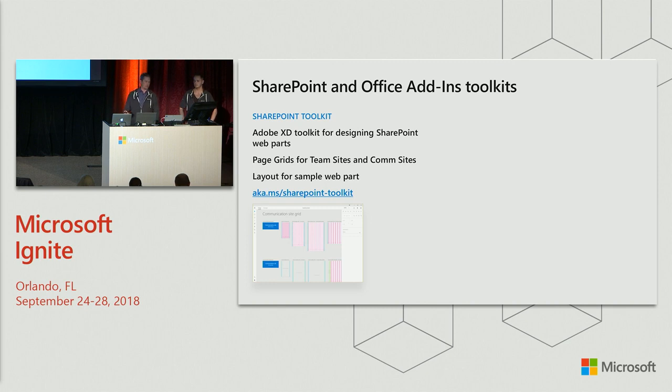So an example of this would be if I had to build a web part for SharePoint, I would start with the page template in Adobe XD for a communication site, let's say, and then I would pull in the Fabric components to lay out my design. And we'll show you exactly what that looks like in our app demo.